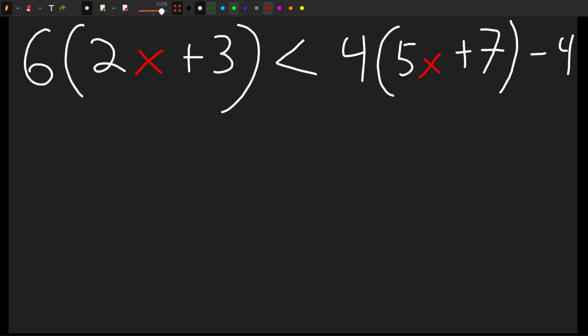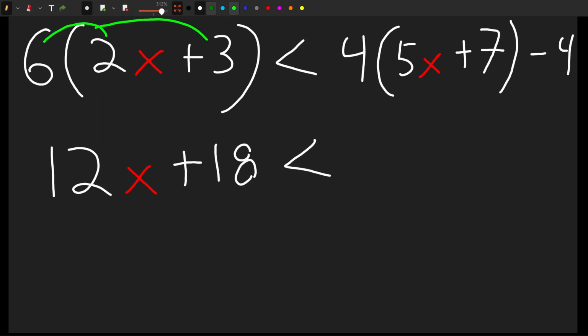So this looks a little complicated, but after we distribute all of our numbers out, distribute the 6 and distribute the 4 out, I think it'll get a little bit more simple. I'm going to distribute the 6 first on the left-hand side. I'll just focus on the left-hand side, then I'll do the right-hand side. We have 6 times 2 is 12x. 6 times 3 is 18. I'm still less than. I'm just going to carry down what I have on the other side.